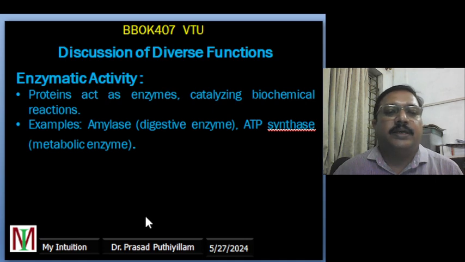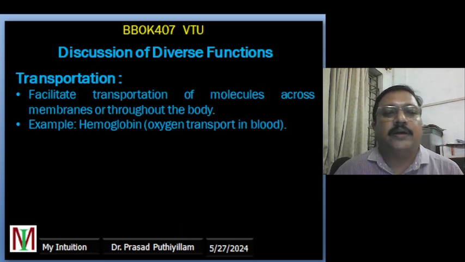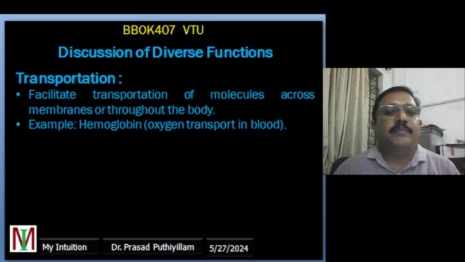Structural support: proteins provide structural support to cells and tissues. For example, collagen forms the structural framework of connective tissues such as skin, tendons and bones. Then transportation: some proteins function in transporting molecules across cell membranes and throughout the body. For example, in the blood, hemoglobin transports oxygen in the bloodstream.